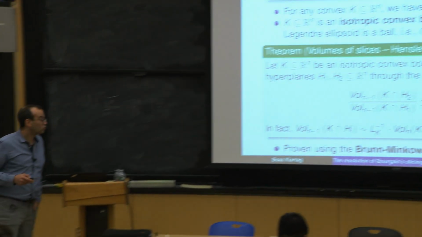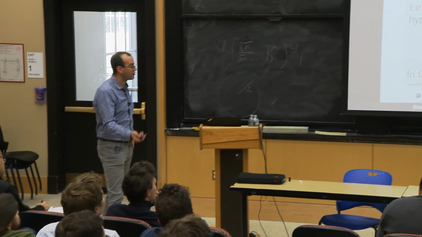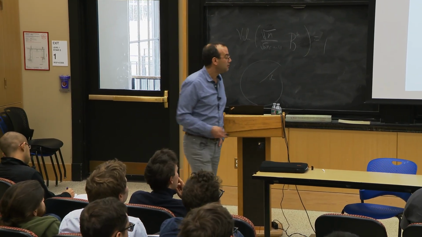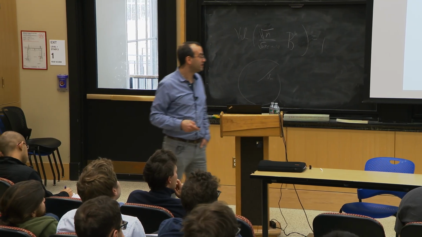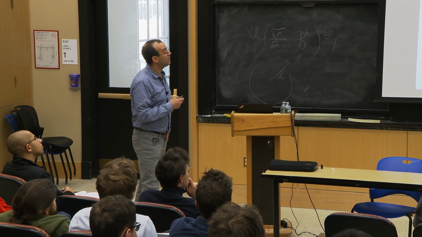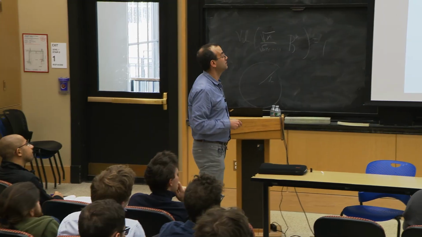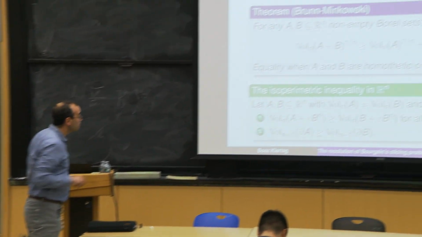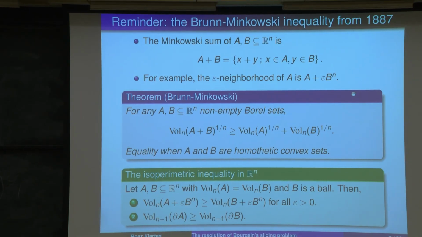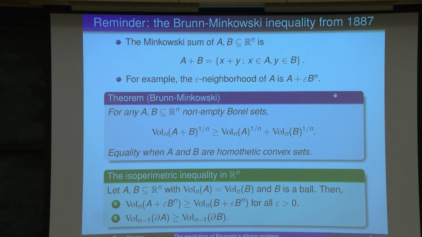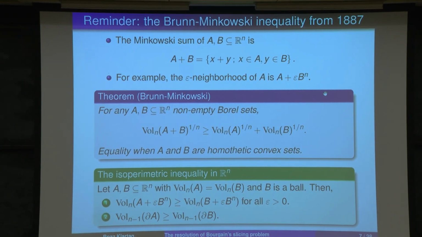Now let me tell you how to prove this relation between covariance and volume of sections, because it's not obvious. This is proven using the Brunn-Minkowski inequality. So let me remind you about this classical Brunn-Minkowski inequality. It is a classical inequality proven by Brunn in 1887 and rediscovered by Minkowski, and they did many things about it.